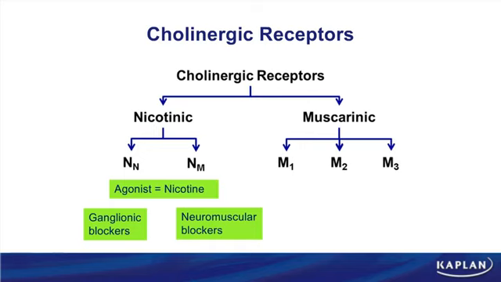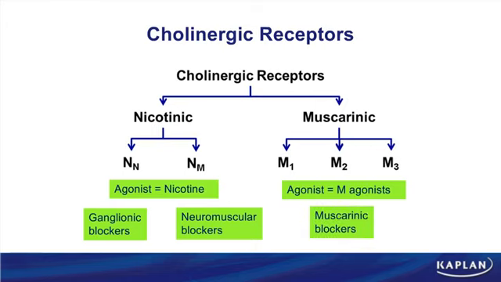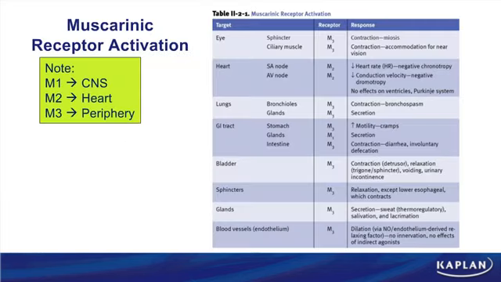Now let's compare with the muscarinic receptors. Obviously, we have a number of drugs that are muscarinic agonists, and those drugs stimulate all muscarinic receptors. And it turns out that if you use a muscarinic antagonist, muscarinic blockers block all muscarinic receptors. We have tried to develop some selective muscarinic blockers, but the ones that we have clinically available now pretty much block all muscarinic receptors.